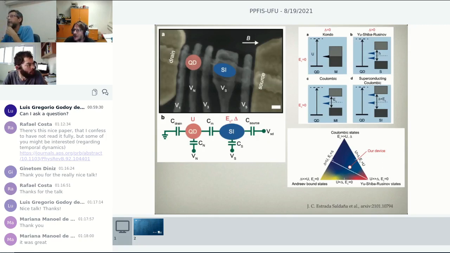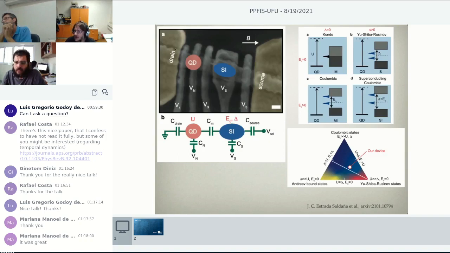You would. Let me think. Yes, in principle, yes. Similar to what Goldhaber-Gordon did, right? Yeah. But it would be a regular metal, this drain region. So it would be a very asymmetric case where you have no gap on one side and a gap on the other one.